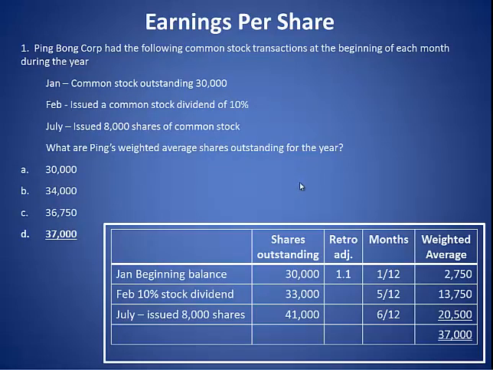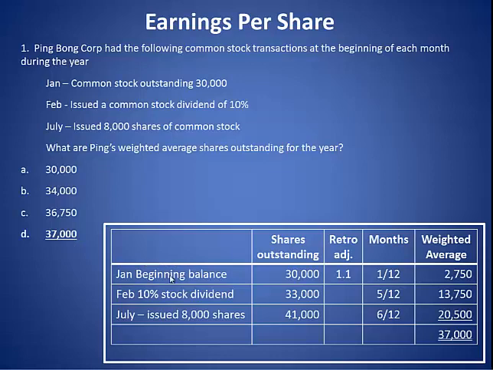Okay, number one. Again, Ping Bong had the following common stock transactions, and we're given the transactions, and it says, what are Ping's weighted average shares outstanding for the year? In this case, the answer is D, 37,000 shares. And we can take a look at our calculation here.